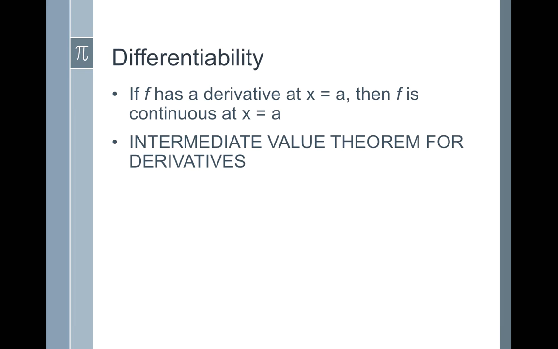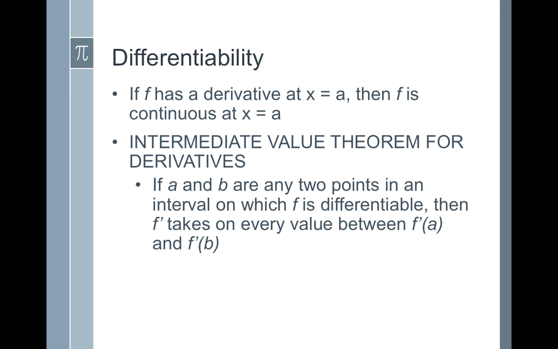All right, this is our humongous theorem. This is another one of those theorems that will show up on the AP exam. This is the IVT, the Intermediate Value Theorem for Derivatives. Let's get through the words, and then I'll show you the picture of what this represents. If A and B are any 2 points in an interval on which f is differentiable, which means continuous, then f prime takes on every value between f prime of A and f prime of B.